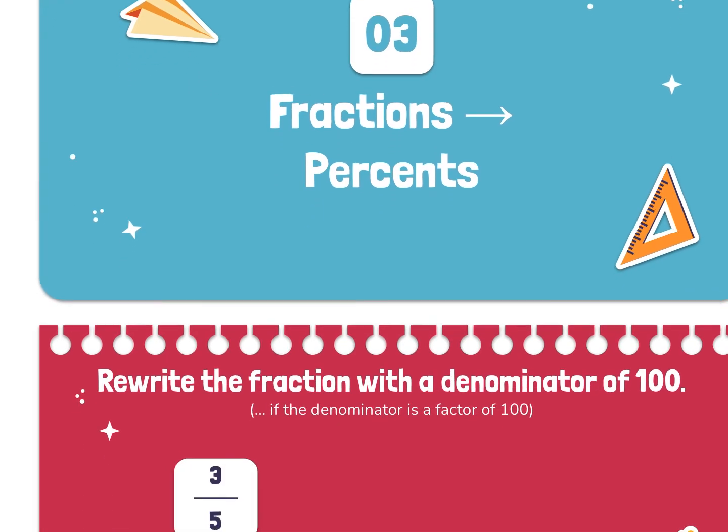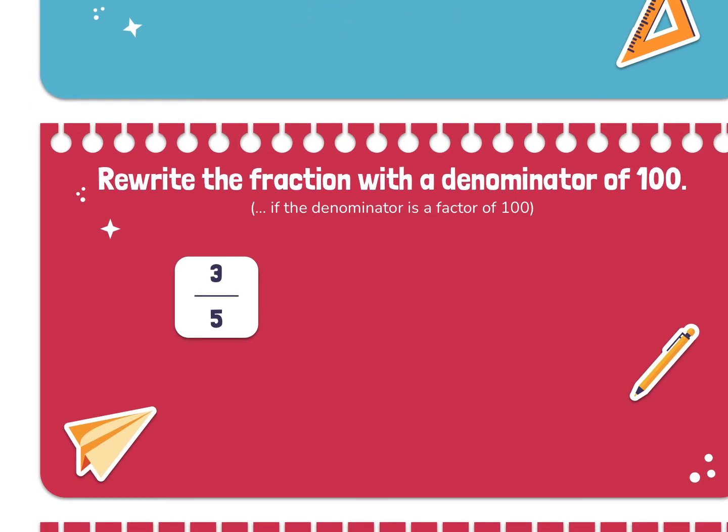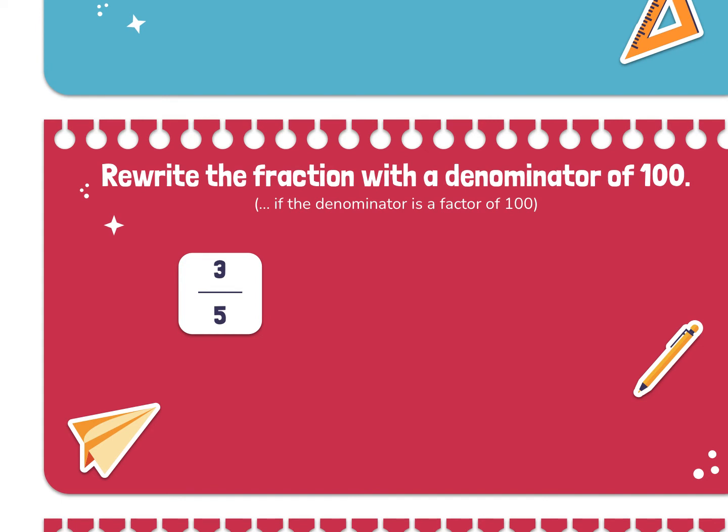To convert a fraction to a percent, we rewrite the fraction with a denominator of 100 if the denominator is a factor of 100. In this case, 5 is a factor of 100. So we can easily convert this fraction, 3/5, into an equivalent fraction that has 100 as a denominator. 5 times 20 is 100. So we're going to multiply 3 times 20, which is 60.